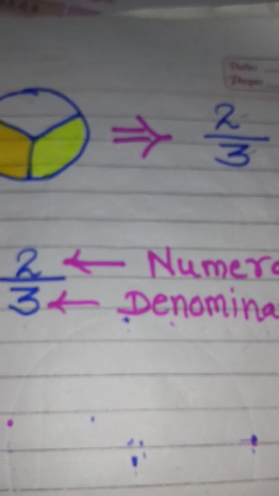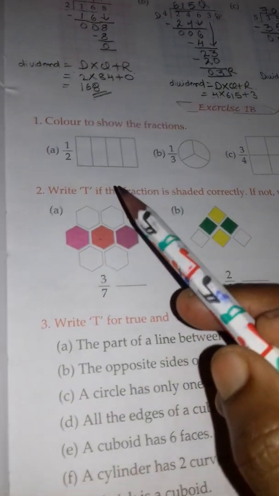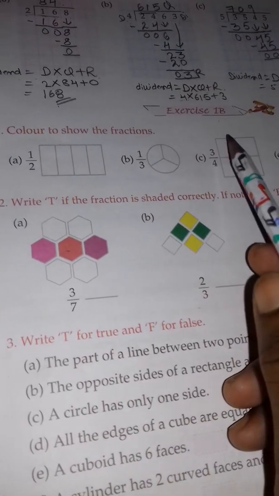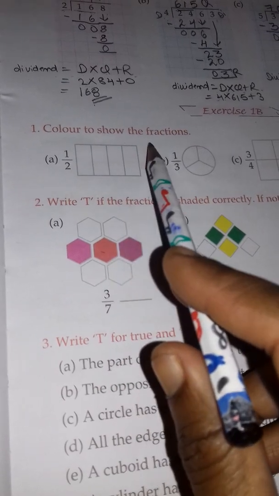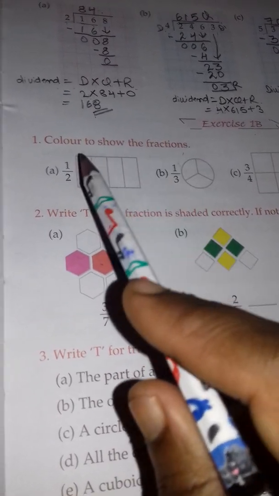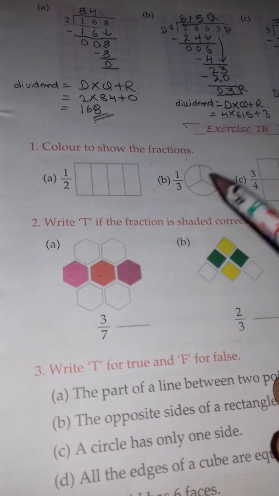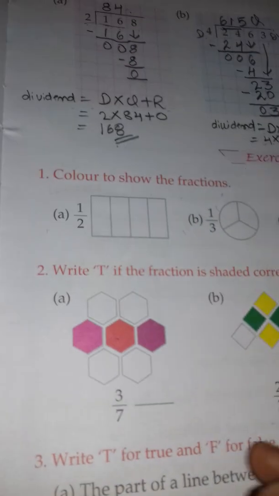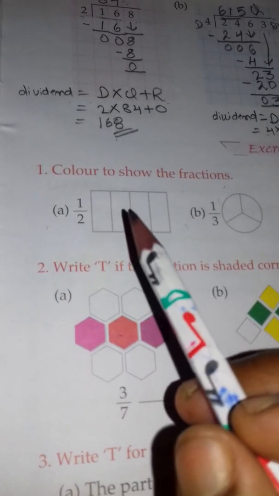Now let's come towards our exercise work. Now see the students, this is your exercise work. Exercise first B. In this, the first question is color to show the fractions. So here some shapes are made and their fraction is also given. So what you have to do, you have to color the part of these shapes.